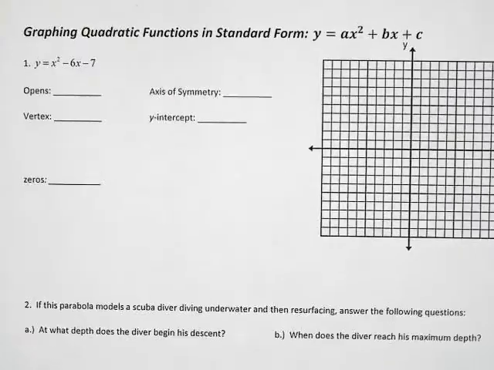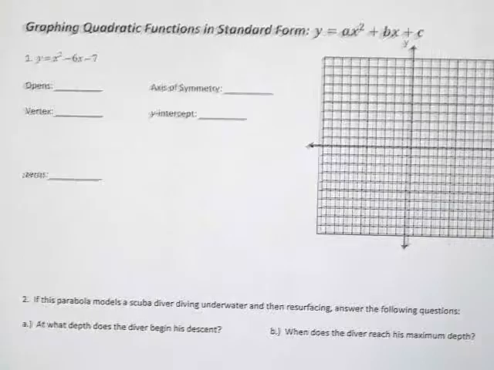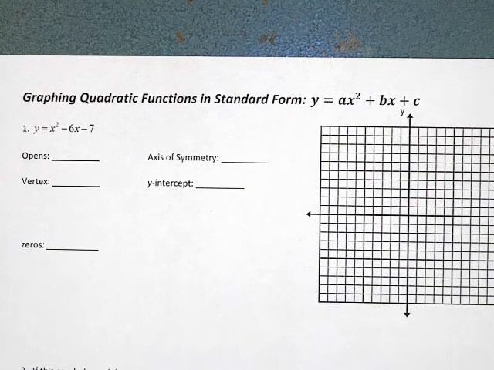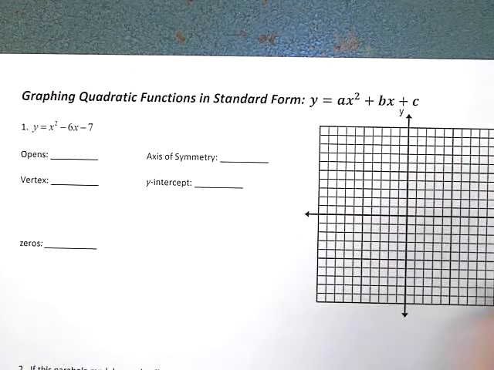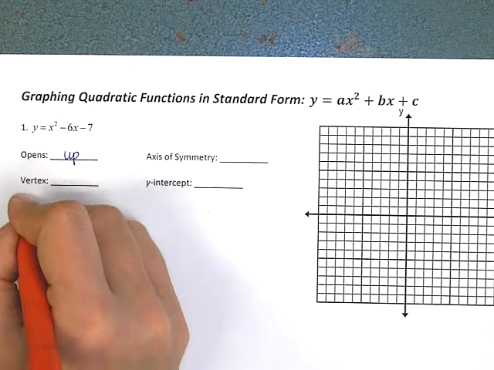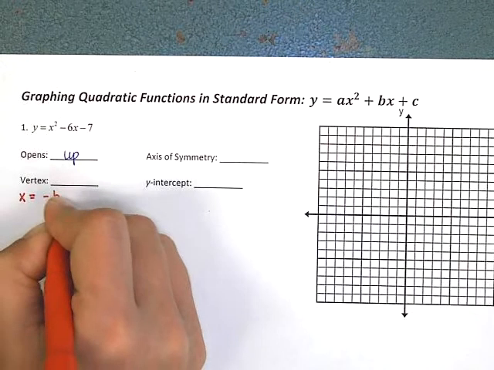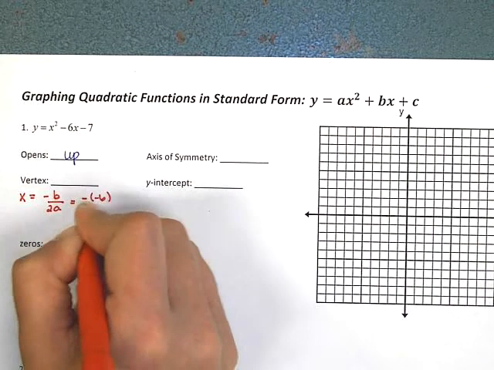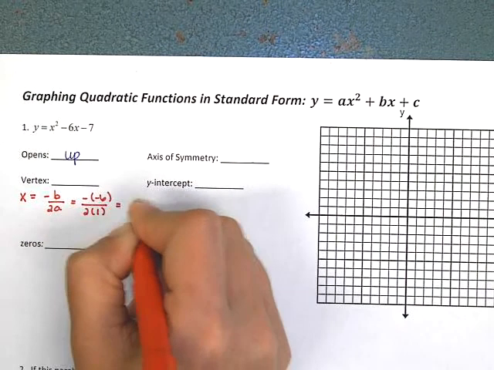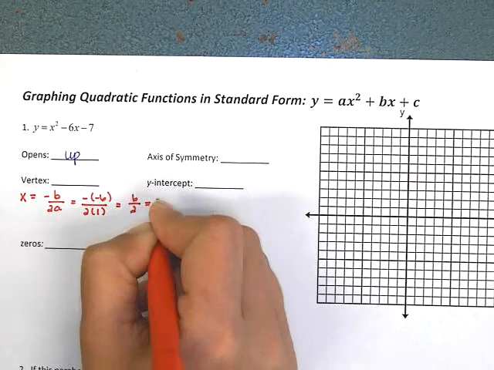Next, we learned about standard form. So for standard form, we said we can tell if this parabola opens up or down by looking at a, which in this case is positive, so the parabola opens up. To get the vertex, we needed 2 steps. First, we find the x, negative b over 2a, which is negative negative 6 divided by 2 times 1, which is 6 divided by 2, which is 3.